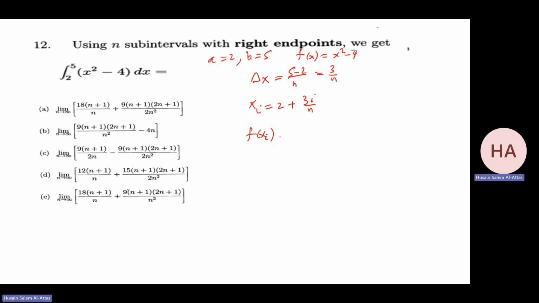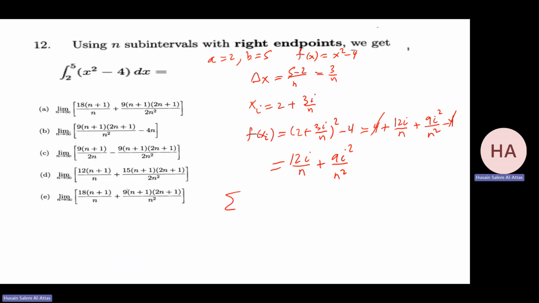f of xi will be what? 2 plus 3i over n, squared, minus 4. That will be 4 plus 12i over n plus 9i squared over n squared, minus 4. The 4s cancel. So I have 12i over n plus 9i squared over n squared. This is f of xi. Okay, the rest is just the limit. I will leave it as a limit, the limit as n goes to infinity of the sum, i equals 1 to n.